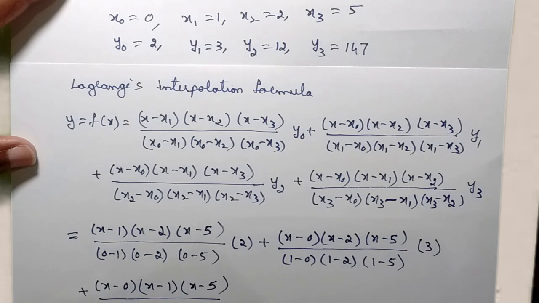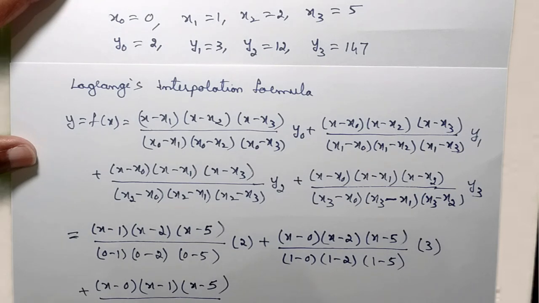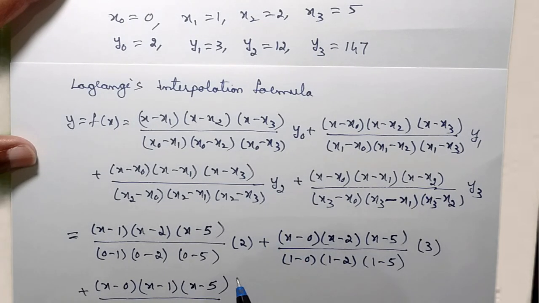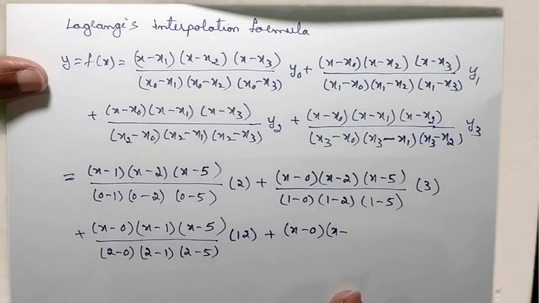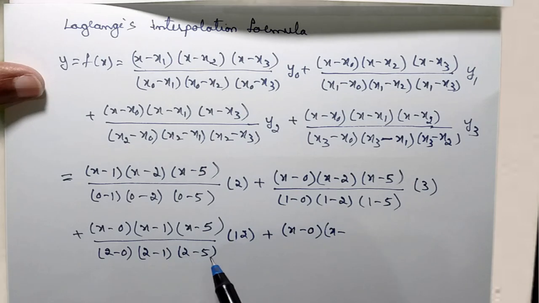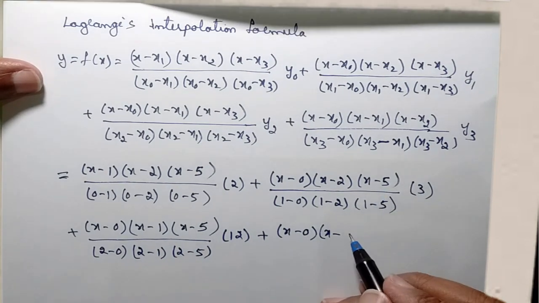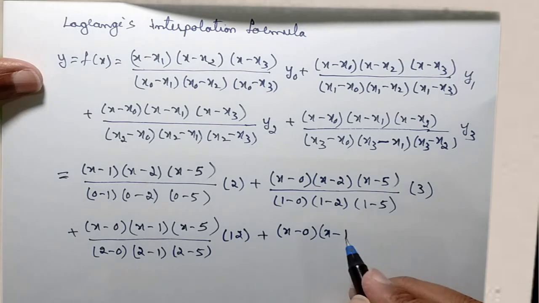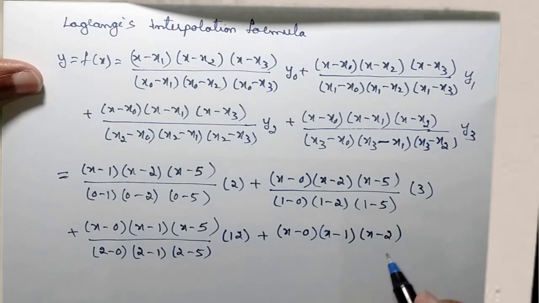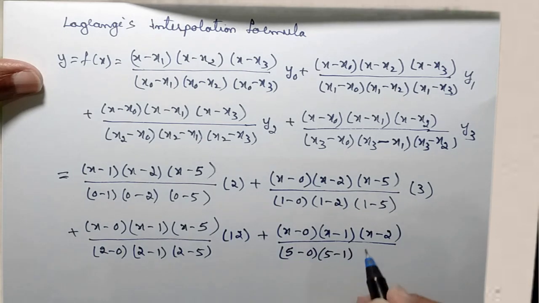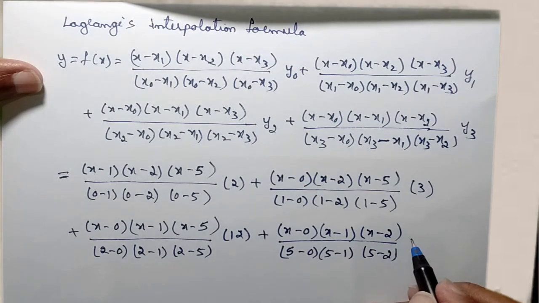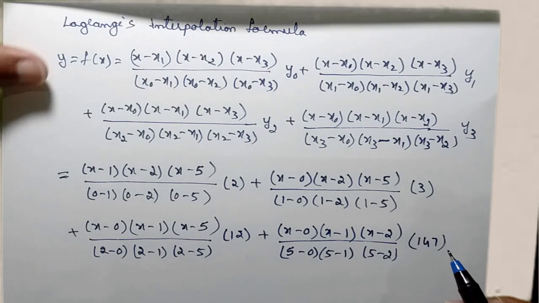What is the x2 value? The x2 value is 2, so just write x2 as 2: 2 minus 0, 2 minus 1, 2 minus 5. The corresponding value of y2 will be 12, plus (x minus x0, x minus x1) divided by (x3 is 5, so 5 minus 0, 5 minus 1, 5 minus 2) into the corresponding value of y3, which will be 147.